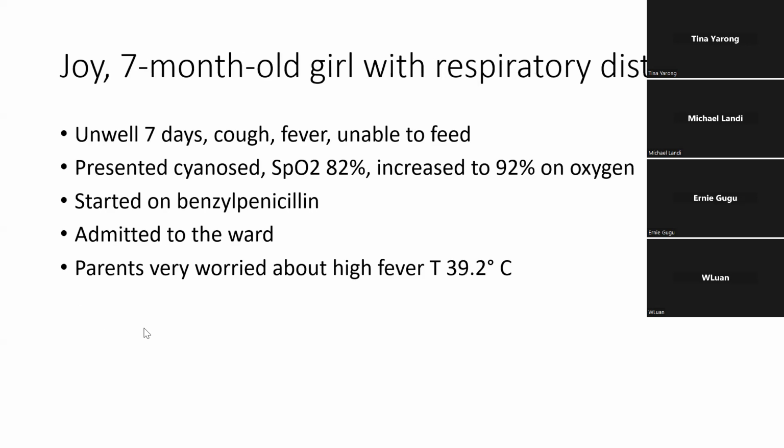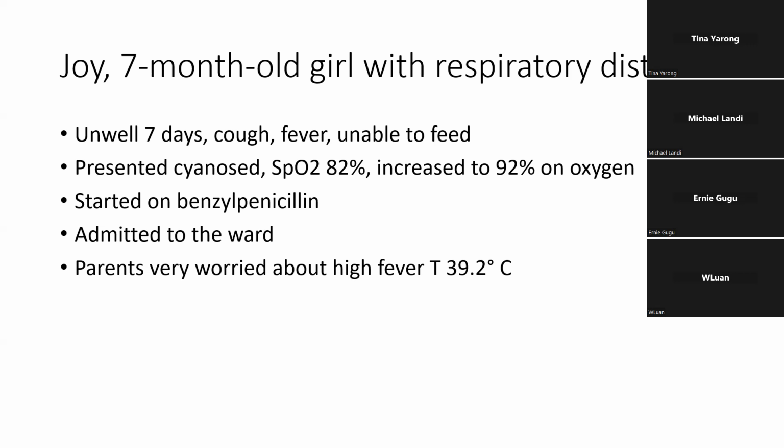So this was a young girl, Joy. She was a 7-month-old girl with cough and respiratory distress. She'd been unwell for about a week. She presented with cough, fever, and she was unable to feed. She presented to the emergency department with cyanosis, and she had oxygen saturations of 82%, but they increased to 92% on oxygen. She was started on benzyl penicillin intramuscularly and then admitted to the ward.